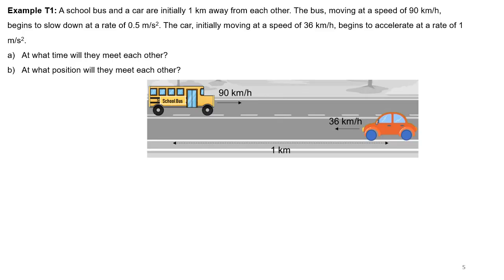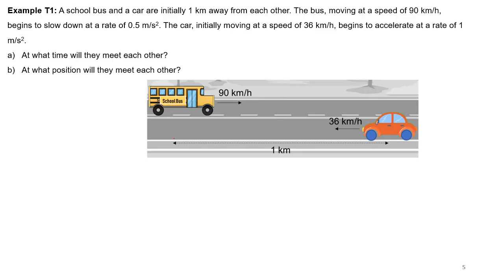Another problem. Here, a school bus and a car are initially 1 kilometer away from each other. A figure is given that there is a bus going to right side and there is a car going to left side. The distance between them is 1 kilometer. The bus moving at a speed of 90 kilometer per hour begins to slow down at a rate of 0.5 meter per second square. That means the bus driver is applying brake.